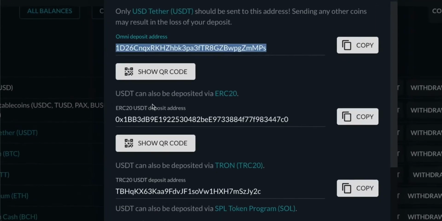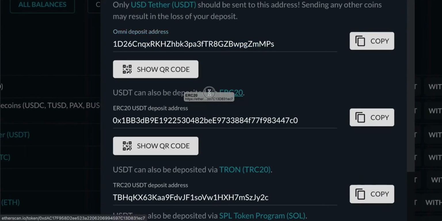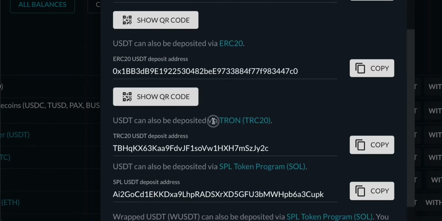So we can see right here that you can use ERC20. That is an Ethereum token. So you can use the Ethereum blockchain version of the USDT stablecoin. You can also use the Tron version as well. That's really good because Tron fees are way lower than Ethereum fees as of making this video.